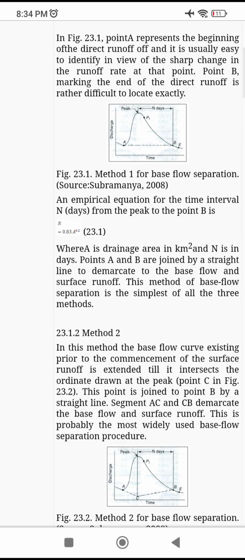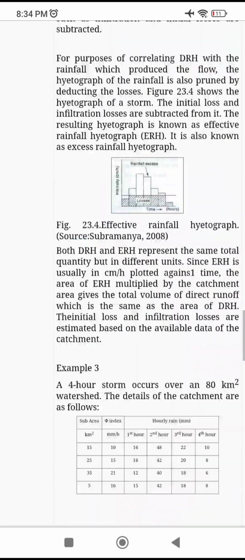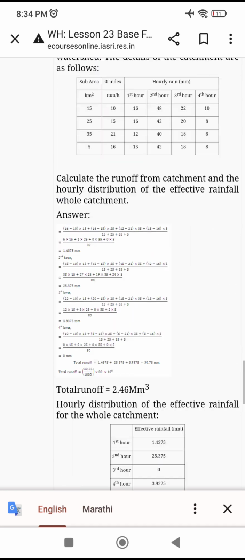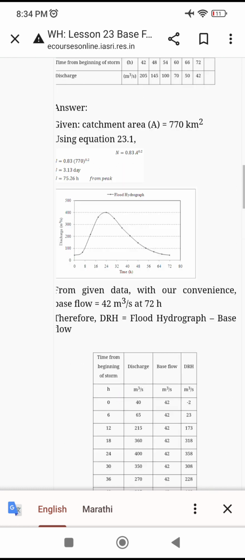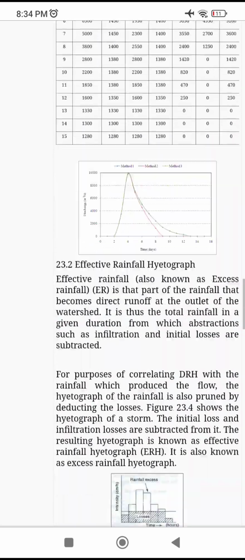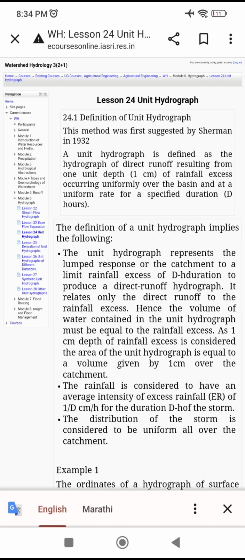Then base flow separation. There are different methods for base flow separations. So elemental hydrograph, then effective rainfall hydrograph, and one more. These are methods. Then unit hydrograph. A unit hydrograph is defined as the hydrograph of direct runoff resulting from 1 unit depth, 1 centimeter, of rainfall excess occurring uniformly over the basin and at a uniform rate for a specified duration.